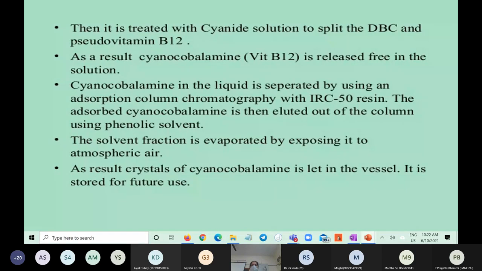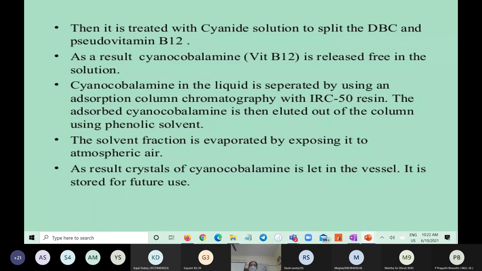After acid treatment and heat shock treatment, it will be treated with the cyanide solution, and then what will happen? The cyanocobalamin is released free in the solution. Now it will be adsorbed on the column chromatography with IRC50 resin. Again, the elution process will be there, and as a result, it will be found in the solvent, and then the solvent fraction is evaporated, and then the crystals of cyanocobalamin will be formed.